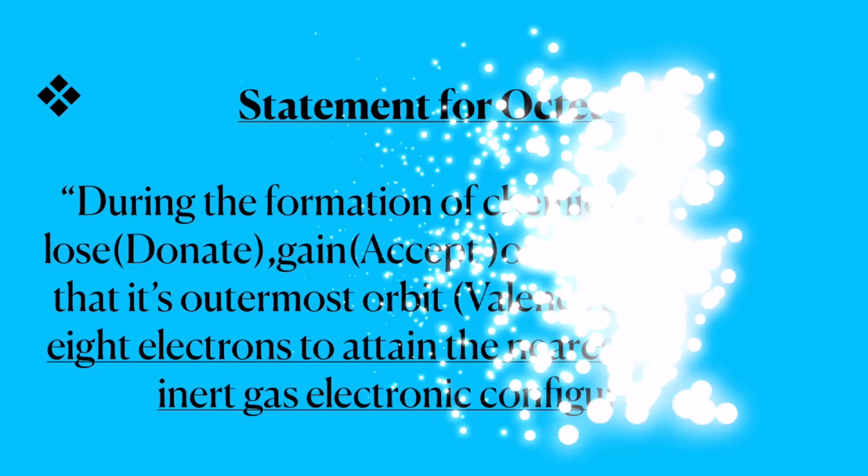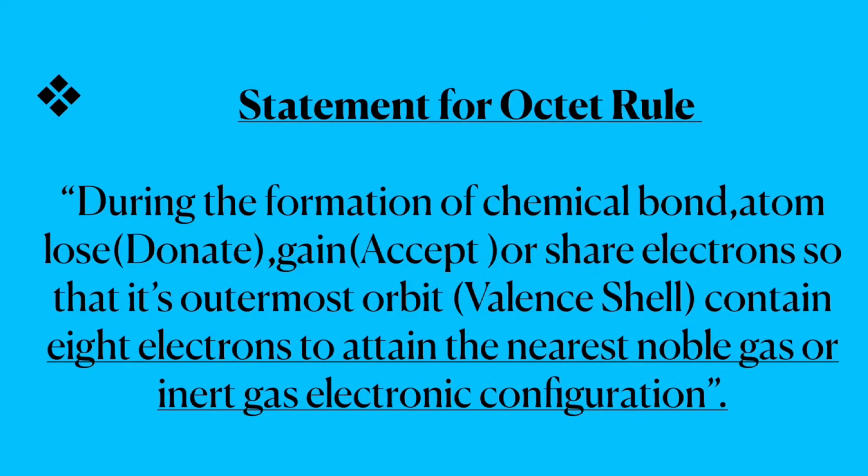So on the basis of the stability of these noble gas elements, J. N. Lewis gave the statement of the octet rule, which is: during the formation of a chemical bond, atoms lose, gain or share electrons, so that the outermost orbit, that is the valence shell, contains 8 electrons to attain the nearest noble gas or the inert gas electronic configuration.